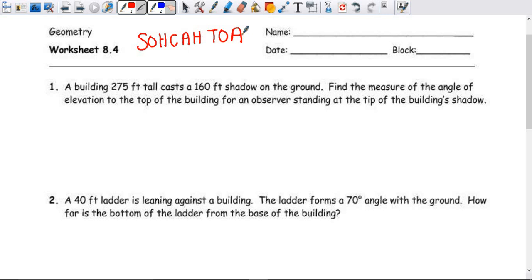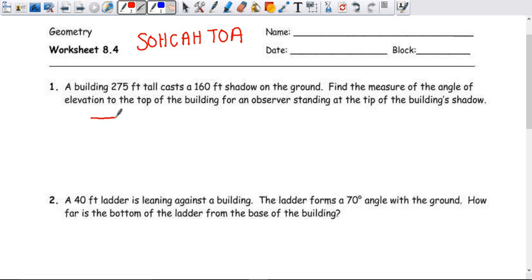All right, so let's start with this first example. We're just going to do a few on this sheet. We're definitely not doing the whole sheet as notes, okay? So number 1 says, a building 275 feet tall casts a 160-foot shadow on the ground. We're going to find the measure of the angle of elevation to the top of the building for an observer standing at the tip of the building's shadow. All right, that's a lot going on. Let's figure out if we can draw a picture of this situation.